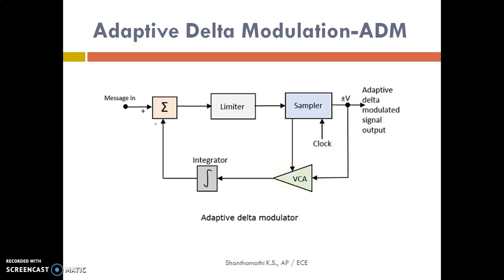Adaptive delta modulation we can also call ADM. It quantizes the difference between the value of the current sample and the predicted value of the next sample. It uses a variable step height to predict the next values for the faithful reproduction of the fast varying values.